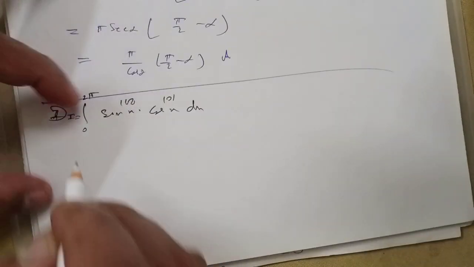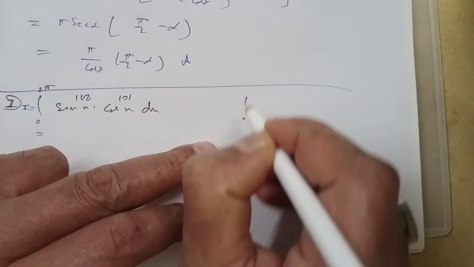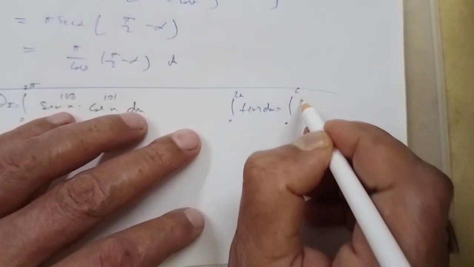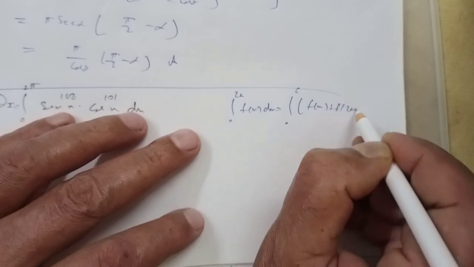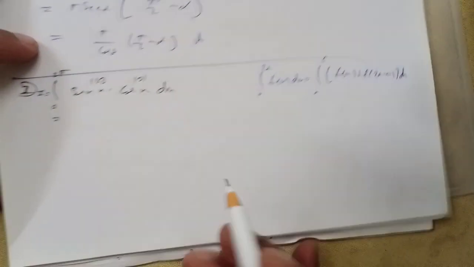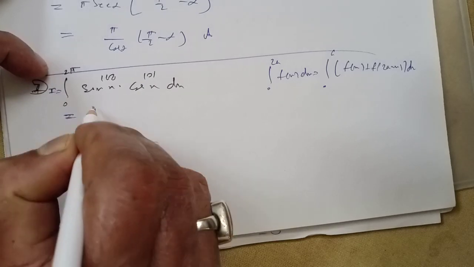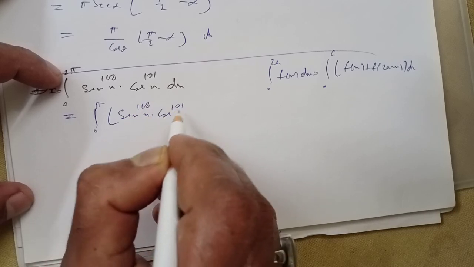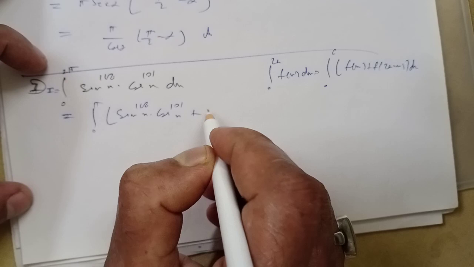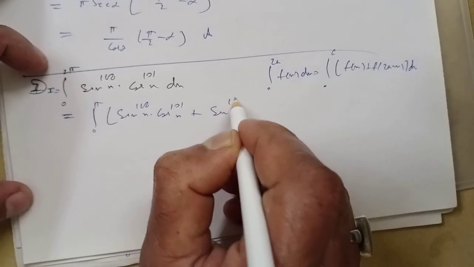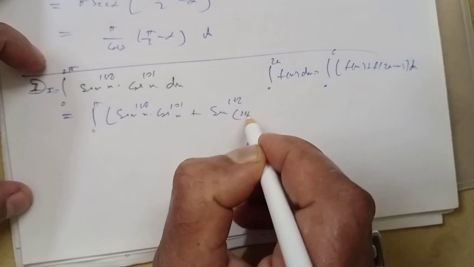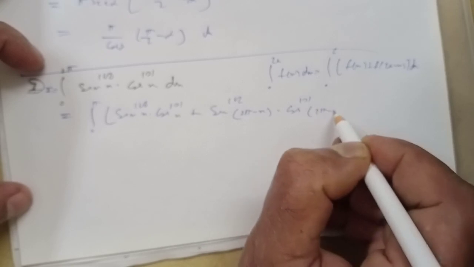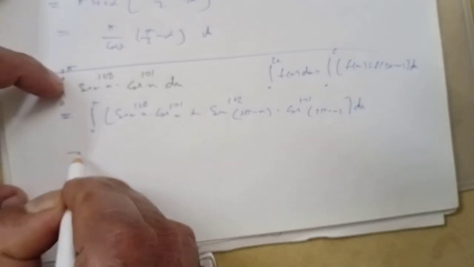So let us apply our sixth property. What is sixth property? Integral 0 to 2a f(x) dx is 0 to a f(x) plus f of 2a minus x dx. Okay, so apply this here. 0 to pi f(x) means sine to the power 100x into cos to the power 101x plus sine to the power 100 of 2a minus x, that is 2 pi minus x, into cos to the power 101 of 2 pi minus x dx.